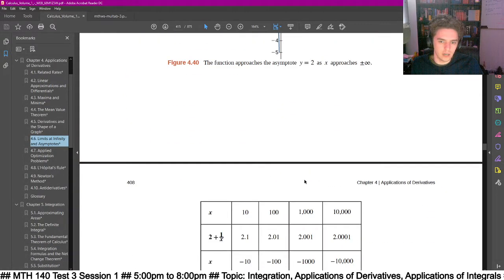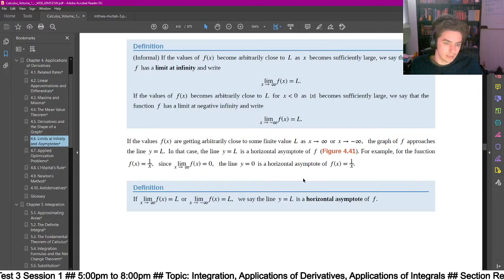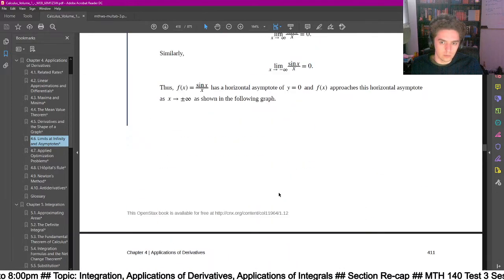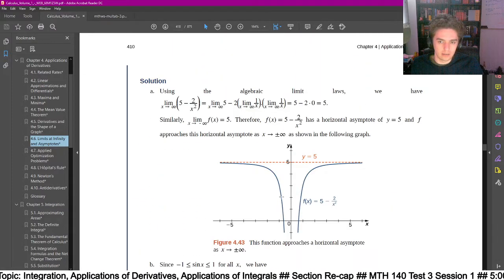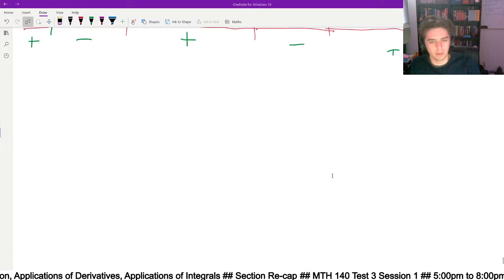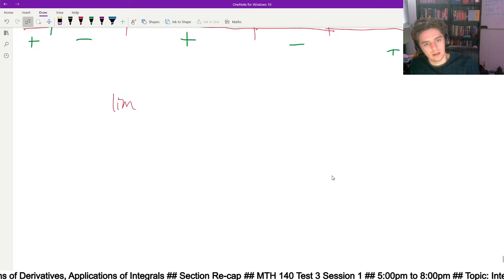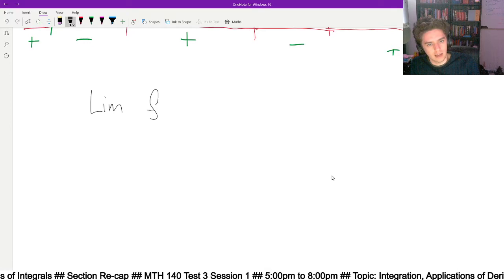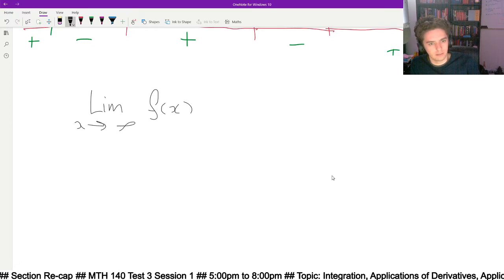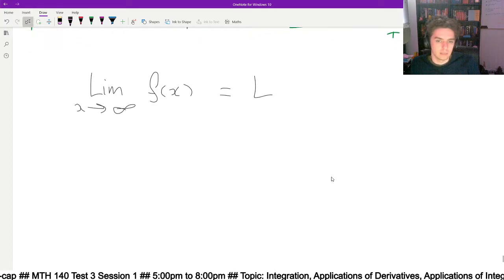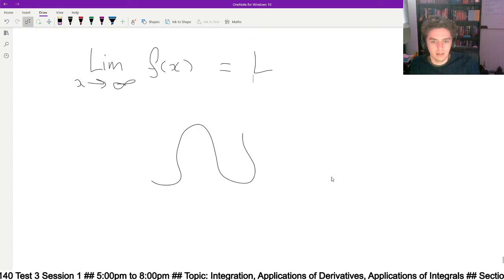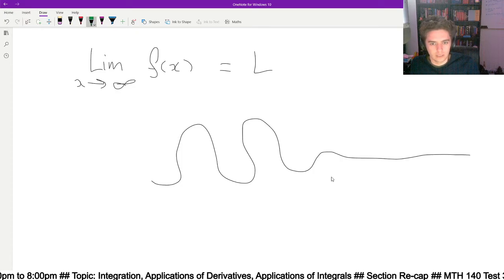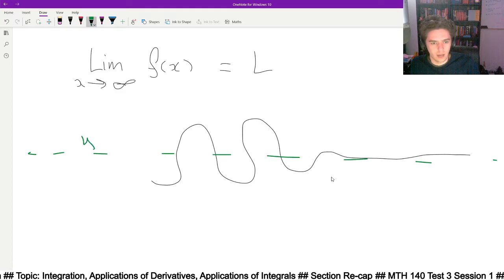So limits at infinity are what it sounds like. It's taking a limit as you go to infinity. If you think about it like this, I guess it's probably better to just get a picture, but if you say the limit of f of x as x approaches infinity equals some number L, right? It equals something. That means that the function does something over here, but as you keep getting bigger, it approaches the line, which is, if I can draw it nicely, the line y equals L.